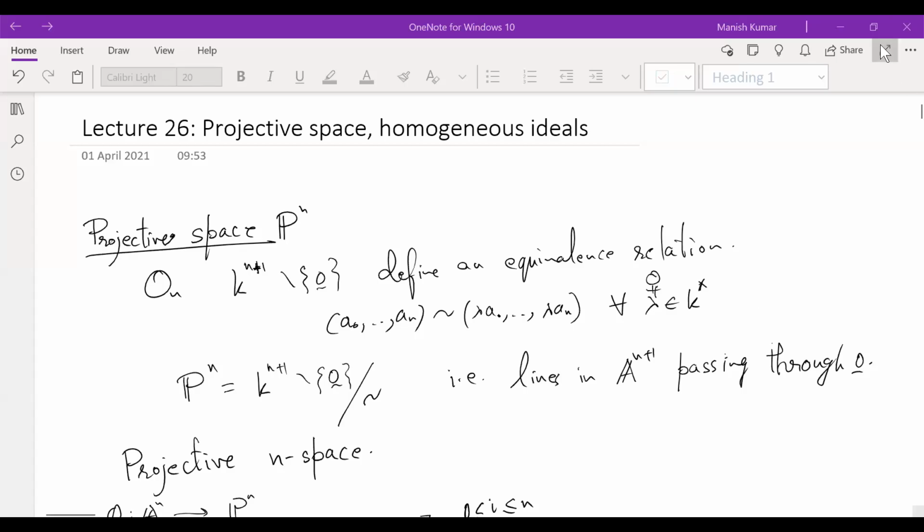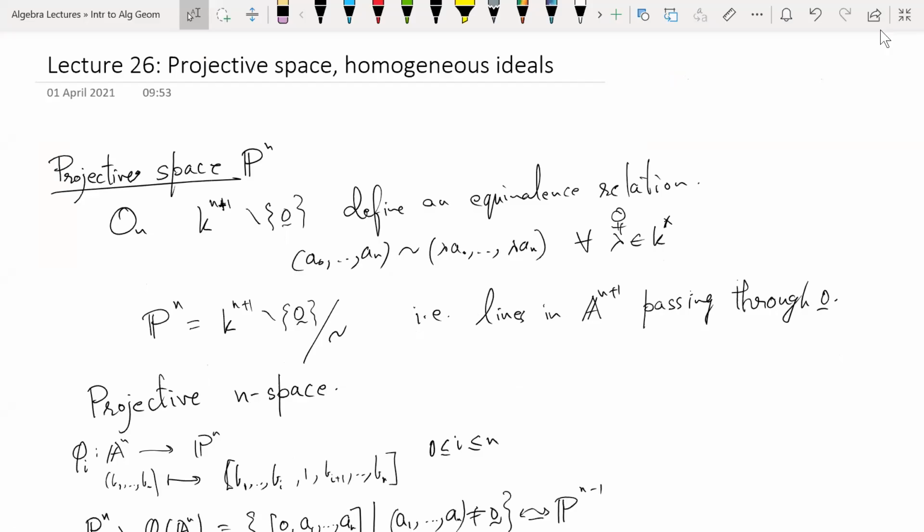Okay, so last time we ended with this description of projective space. You can think of projective n-space as lines in A^(n+1). In other words, you take k^(n+1), you remove the origin and go mod this equivalence relation that two (n+1)-tuples are equivalent if they are scalar multiples of each other.